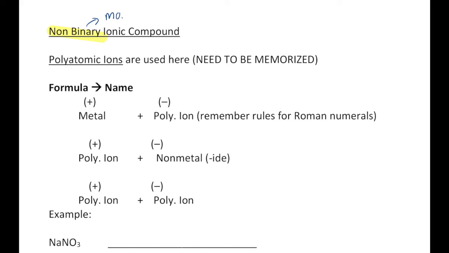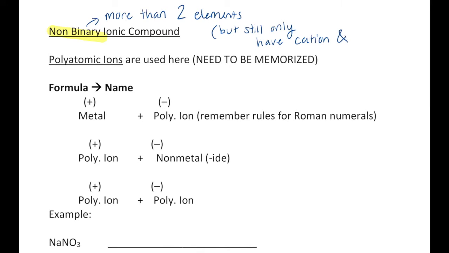Non-binary ionic compounds. Non-binary means you have more than two elements that are bonded in your ionic compound. But you still only have a cation and an anion part. It's not like you have a bajillion ions going around. It's just cation and anion, a positive thing attracted to a negative thing. And that forms your formula.